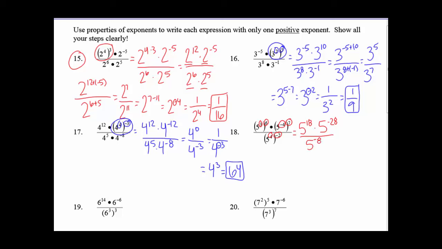Now I can combine. So on the numerator, I have 5 to the 18th times 5 to the negative 28th. So I need to add my exponents. 18 plus negative 28 will get me 5 to the negative 10th on the numerator. And on the denominator, I still have my 5 to the negative 8th. Simplifying even further, I know since I'm dividing, I need to subtract my exponents. So 5 to the negative 10 minus negative 8 should get me 5 to the negative 2 power, which simplified even further, 1 over 5 squared, which we know is just 1 over 25.